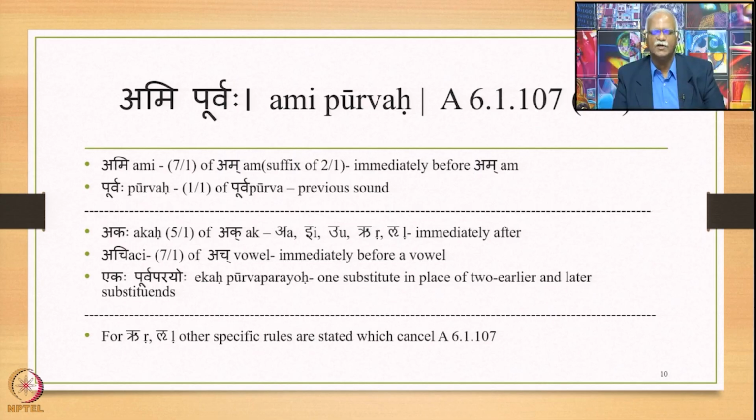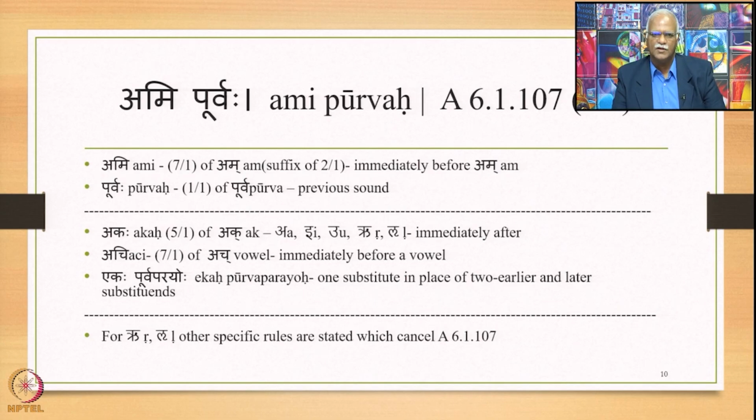6.1.107. There are 2 words in the sutra, Ami and Purvaha. Ami is 7/1 of Am. Am is the 2/1 suffix, among Su, Au, Jas, Am, Aut, Shas and so on. So Am is the Dvitiya Ekavachana Pratyaya suffix. That is what is mentioned over here. And Ami is 7/1 of Am. So Ami means immediately before Am. Purvaha is 1/1 of Purva, that is previous sound. This is the substitute Purvaha.